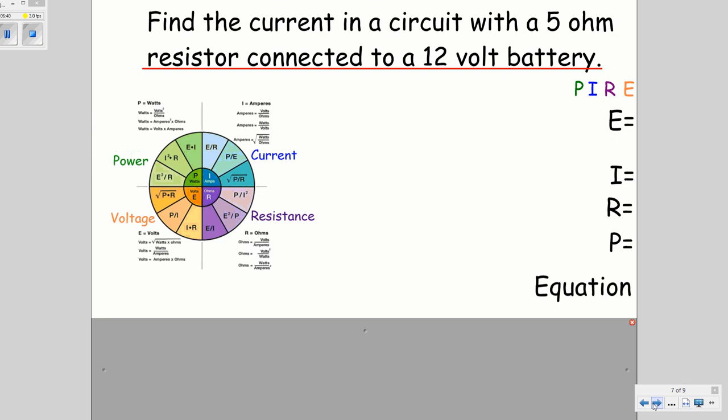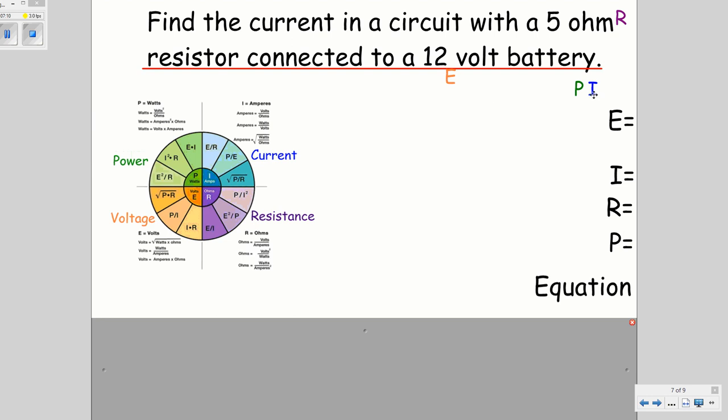So, find the current in a circuit with a 5 ohm resistor connected to a 12 volt battery. The first thing I suggest that you do, after you've written the problem down, is label the pieces that you know. So we've got 5 ohms, that's resistance, and 12 volts. That's the one that I think is going to throw you off a little bit, but remember that volt is electromotive, and that's where the V comes from. So that's our E. And we're trying to find current.